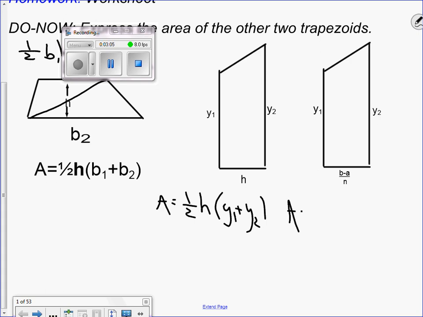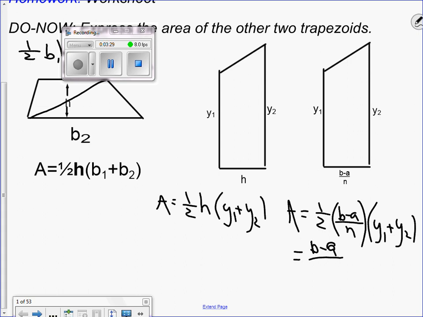So what is the area equal over here? 1/2 B minus A over N, Y1 plus Y2. And if you want to multiply the 1/2 by the B minus A over N, you could, right? You could write it as B minus A over 2N.